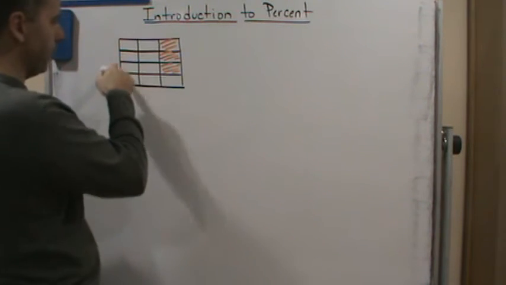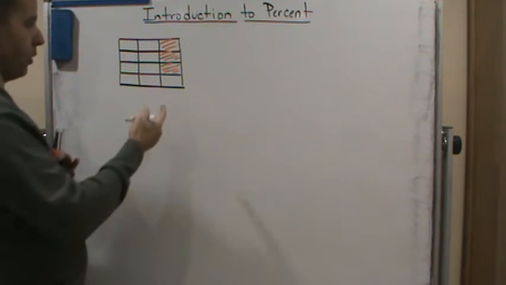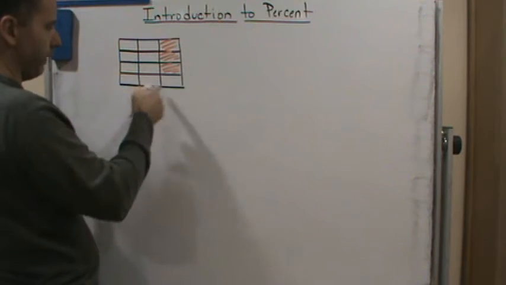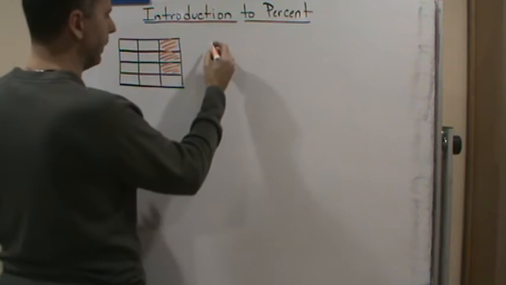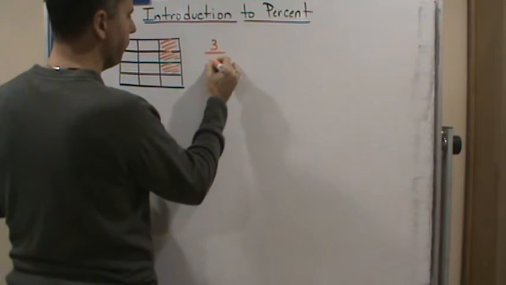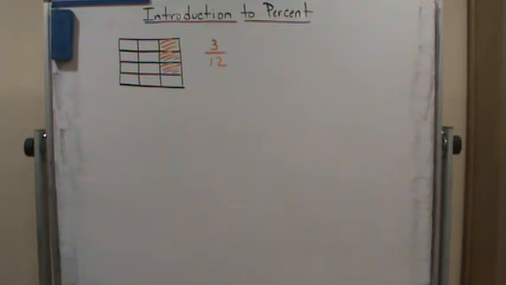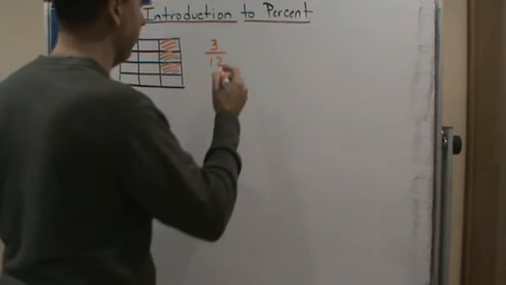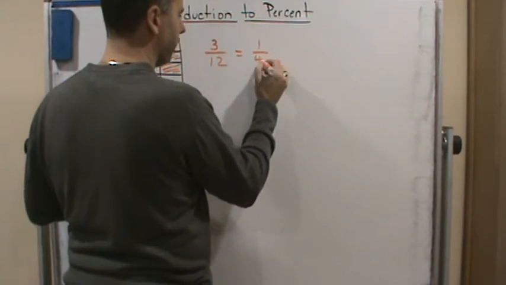Well, how many pieces are there? There are 12 equal pieces, so these are divided into twelfths. So there's 3 out of 12. So I can write 3 out of 12 squares are shaded, okay? Now, this is obviously reducible. We can write this in lowest terms, which is 1/4.